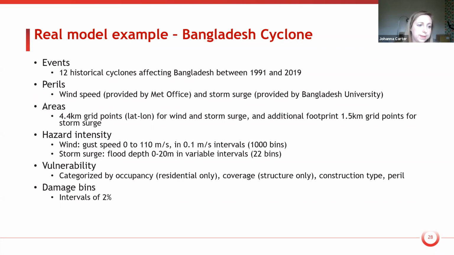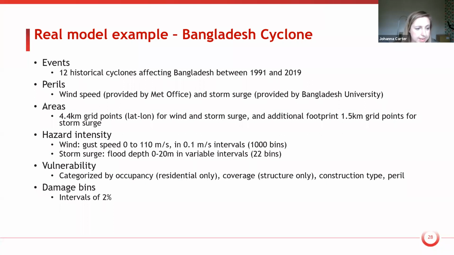The events were the 12 historical cyclones affecting Bangladesh since 1991. The perils were wind speed, provided by the Met Office, and storm surge, provided by the Bangladesh University. The area definition for the footprints was 4.4 kilometer spaced grid points, defined by latitude, longitude for wind and storm surge, but the university also provided a second footprint, which was higher resolution. It was 1.5 kilometer grid spaced points for storm surge.